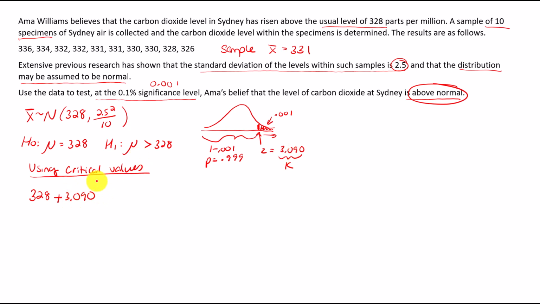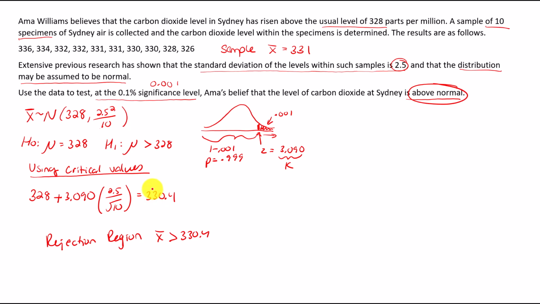3.090. And then I want to multiply that by the square root of this. And so however you want to write that, you can just write the square root of this, or you can write 2.5 over the square root of 10, because that's how it simplifies. When I do this, I get 330.4. Now, because we were testing greater than, what this is telling me, my critical value is really telling me my rejection region, or my critical region.